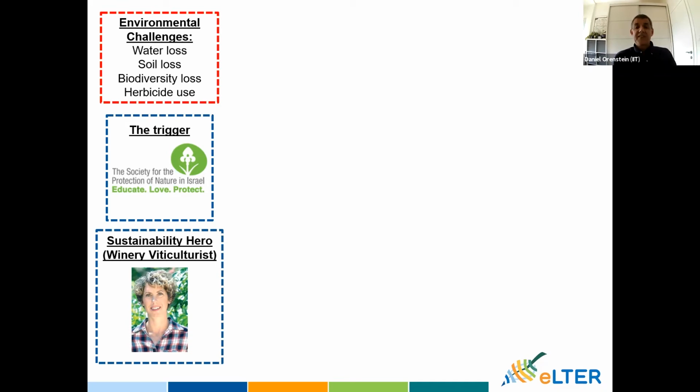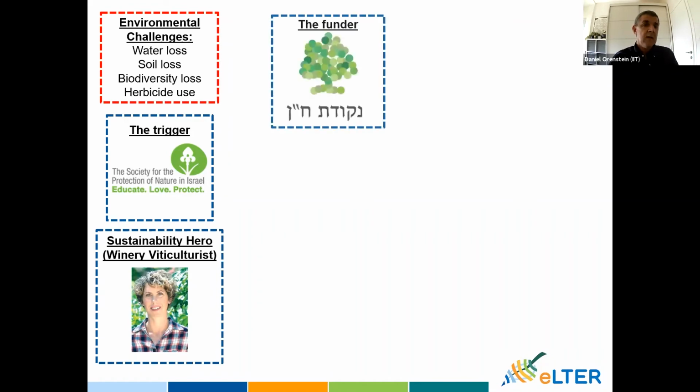And this viticulturist decided that she wanted to test whether growing cover crops would be ecologically advantageous, at the same time not cause economic loss to the farmers, and of course whether it would affect the quality of the grapes and eventually of the wine. And I'll explain later why I call her a sustainability hero, because I'm not using the term lightly. It's actually a concept in sustainability studies that I'll speak about in a bit.